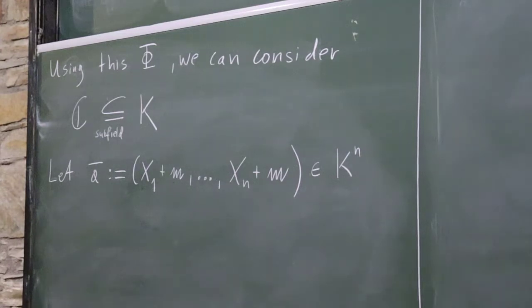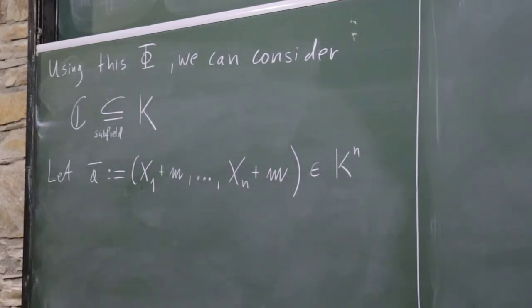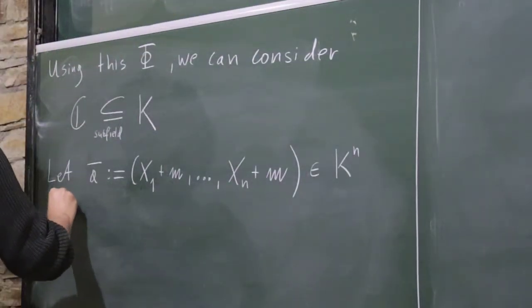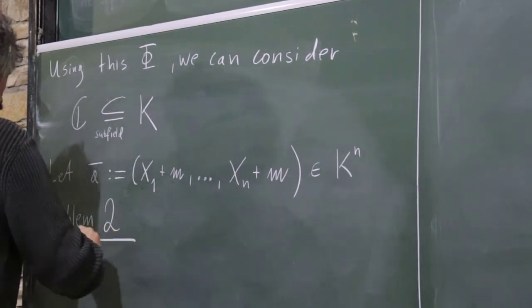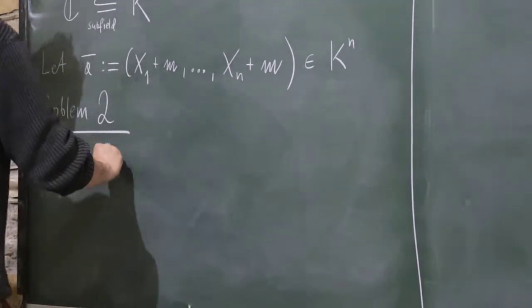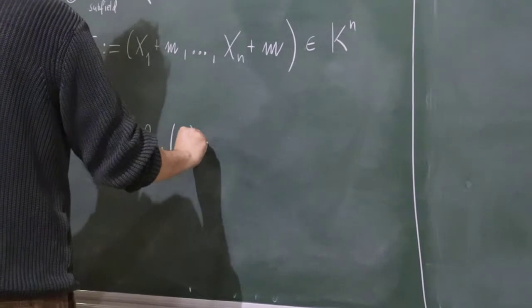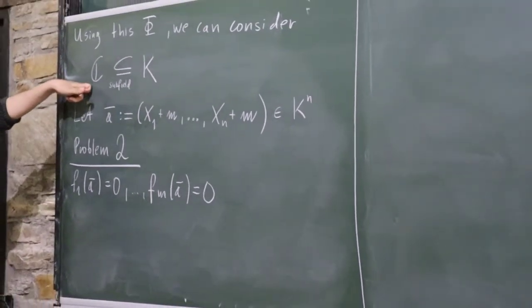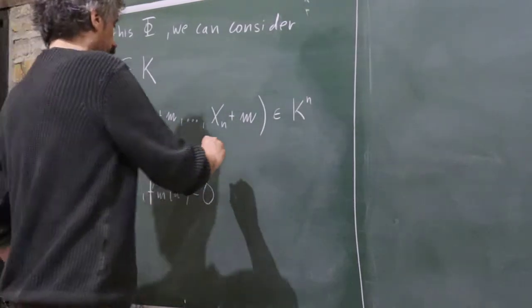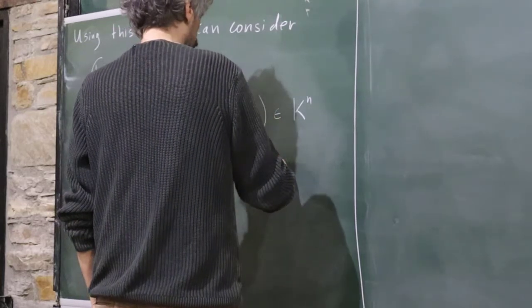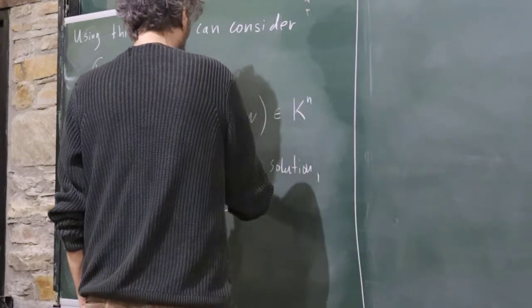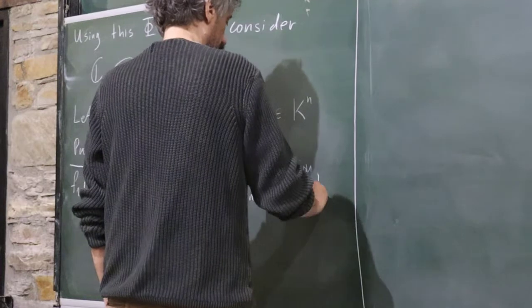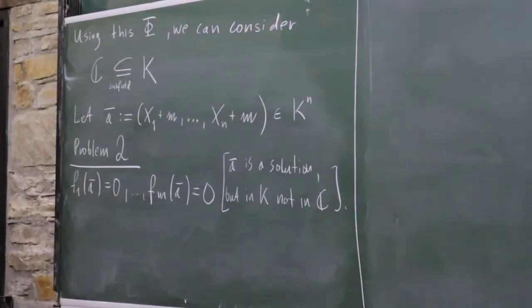So I think problem 2 for you is to show that this is a solution, but it's not in C. Well, actually, so far it's not in C, but in some bigger field, in K. So now the model theory will come to put it back to complex numbers.